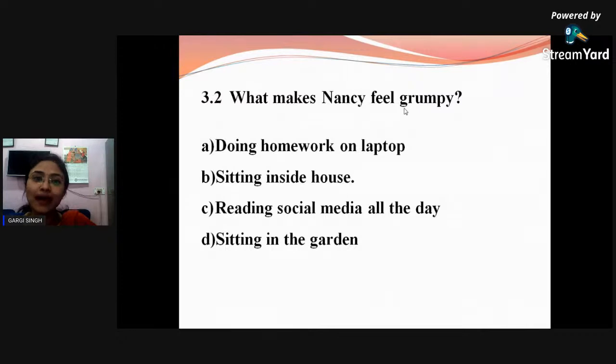Option A, doing homework on laptop. Option B, sitting inside house. Option C, reading social media all the day. Option D, sitting in the garden. What's making her grumpy?